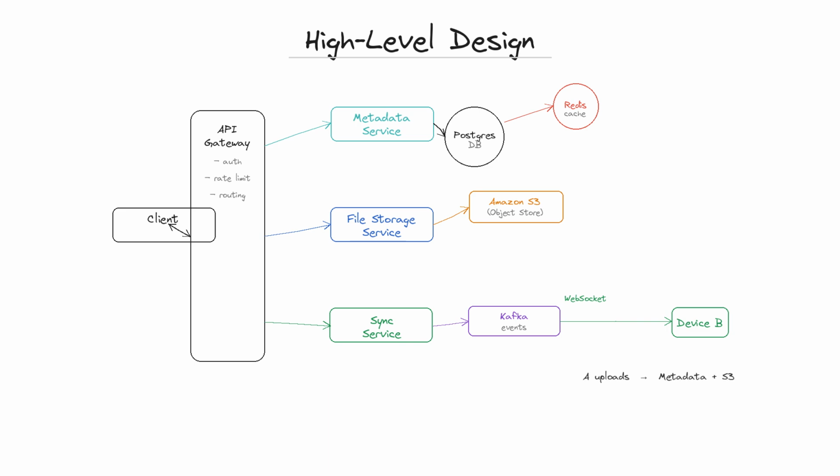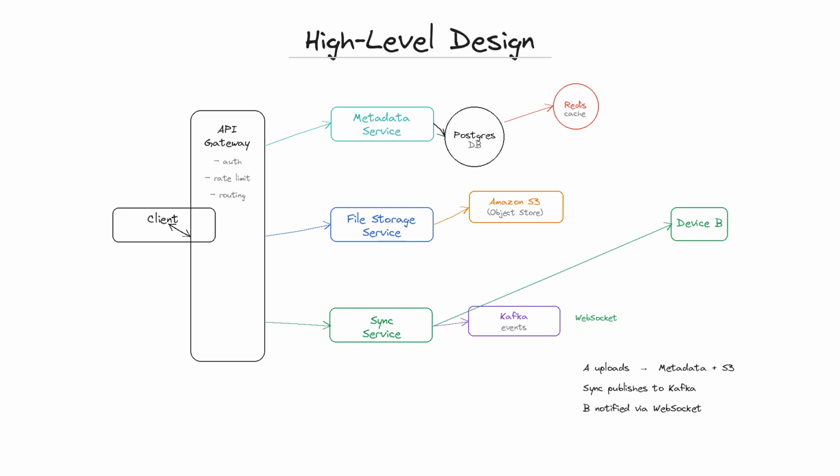The flow works like this. Device A uploads a file change. The metadata service records the update. The sync service pushes a notification to device B and device C. Devices B and C call the changes API and download only the delta. Clean, simple, scalable.